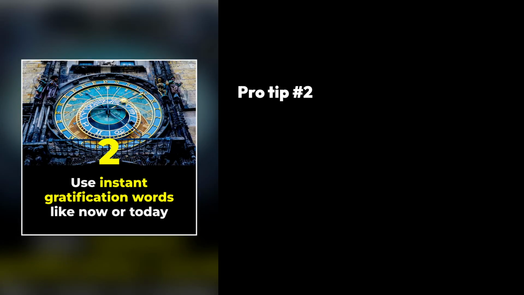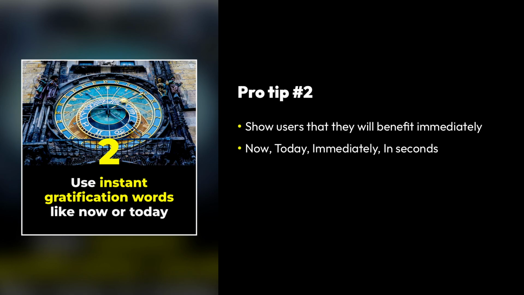Use instant gratification words and time-oriented wording. Instant gratification words show users that they will benefit immediately from taking the action. Examples of these instant gratification words are now, today, immediately, or in seconds. The goal of these words is to show users that they don't have to wait long to benefit from your solution. Time-based words, on the other hand, create a sense of urgency. For example, only 2 left in stock, don't miss the opportunity.